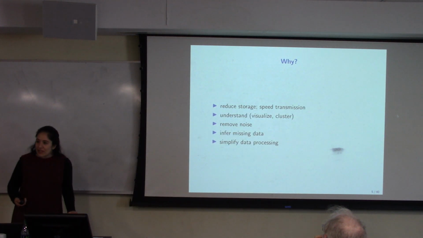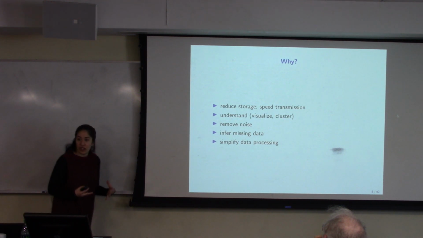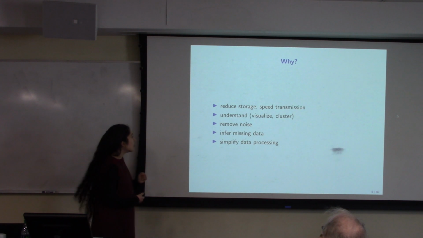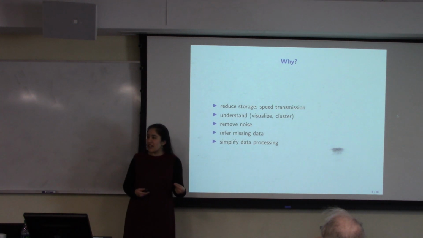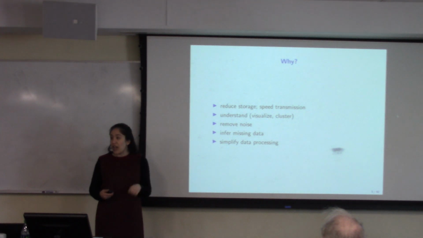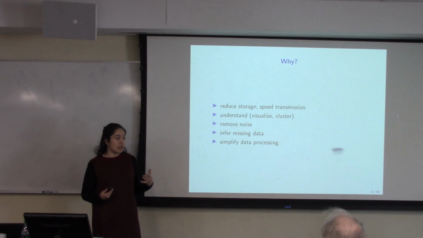Okay, so why would you do this? There are a number of reasons. One is compression. You can reduce the storage cost of your data table or speed transmission. Another is to understand your data set. You could cluster or visualize these rows of X or columns of Y. That's easy to do because they're real valued vectors.